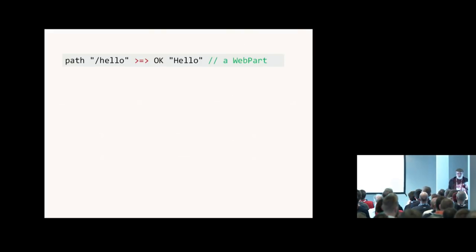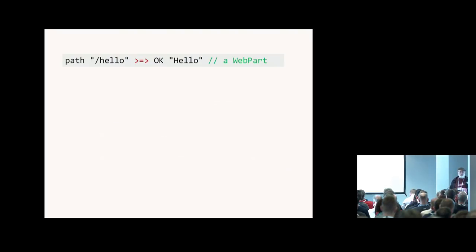So here is composing two web parts. So path hello: path is a web part that you pass in a string. If it matches the path, it succeeds, and if it doesn't match the path, it fails. And OK is a web part that returns the OK response with this particular message. So I'm going to glue them together using Kleisli composition and get a new web part. And the web part now is going to, if the path is hello, it's going to succeed.